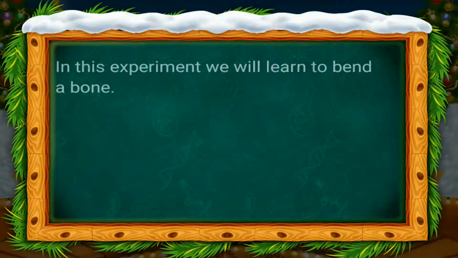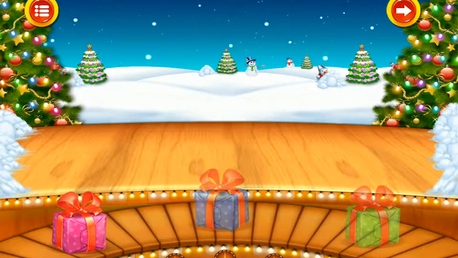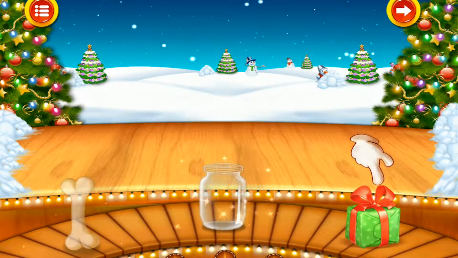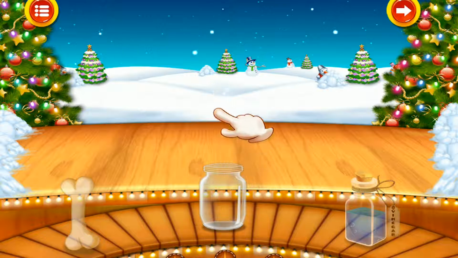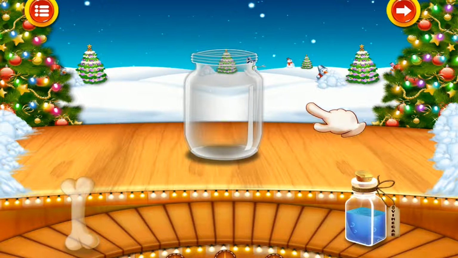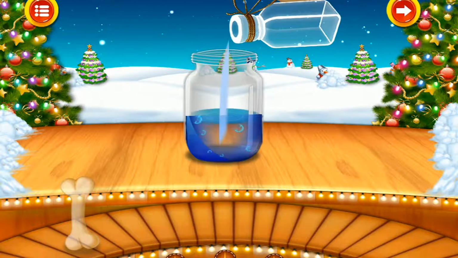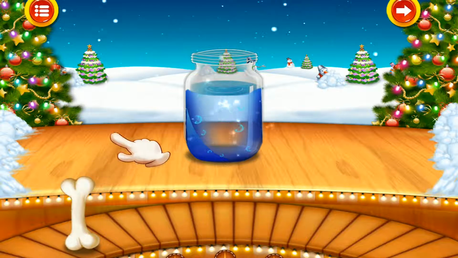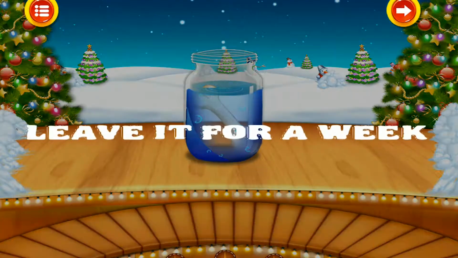In this experiment, we will learn to bend a bone. Take a jar and place it on the shelf. Pour some vinegar in the jar. Place the bone inside the vinegar. Leave it for a week. What did you observe after the week?